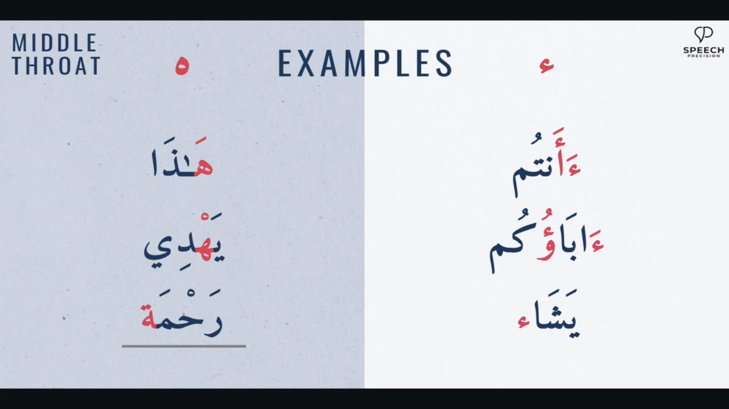Really notice the difference between that ha and then that ha. So you should feel that they come from a different part of the throat. The ha comes from higher up in the throat at the middle of the throat, and the ha comes from lower in the throat. If they feel like they're coming from the same place, then it probably means that one is being produced incorrectly. Rahmah.